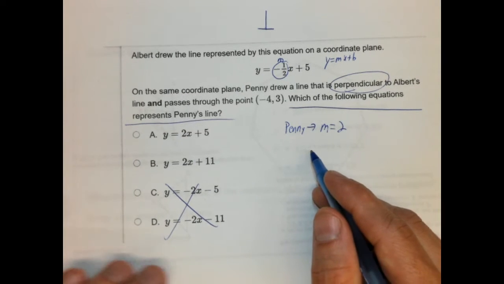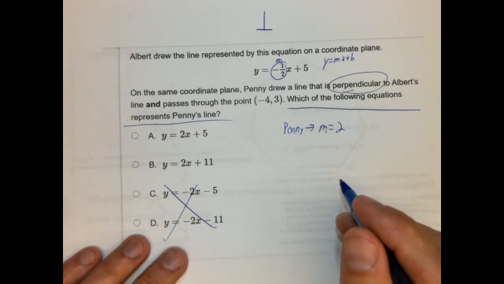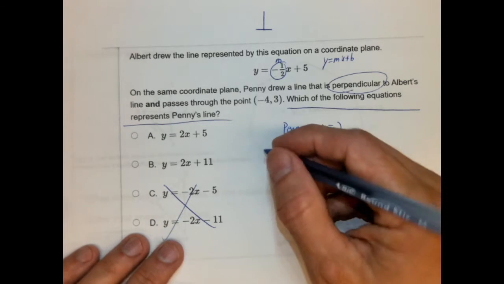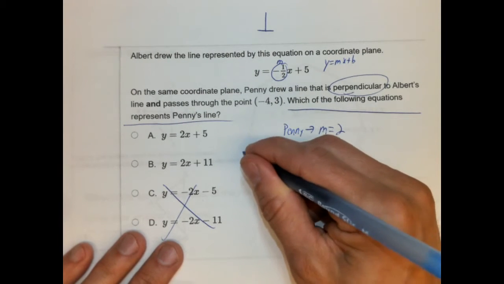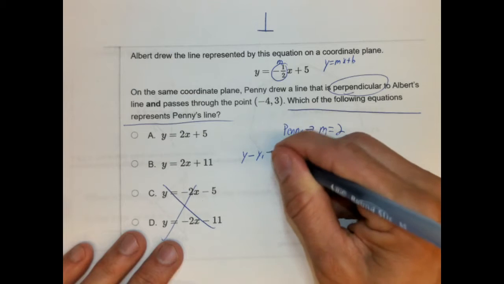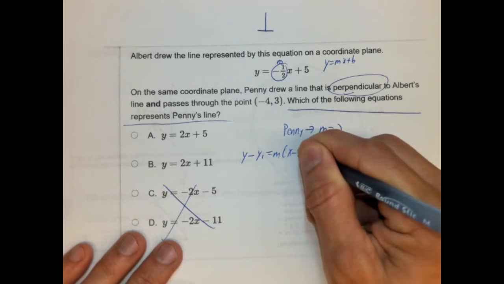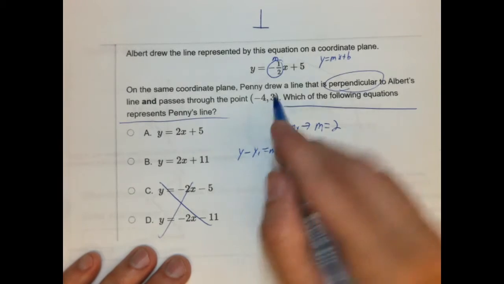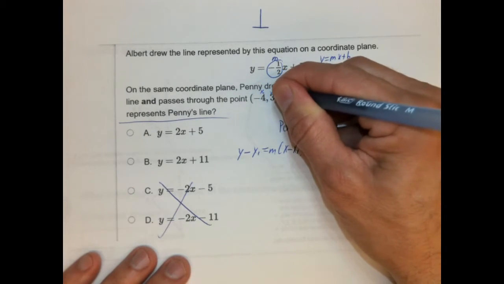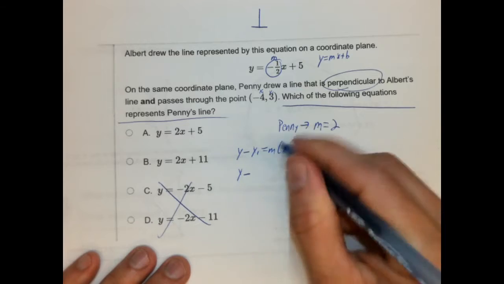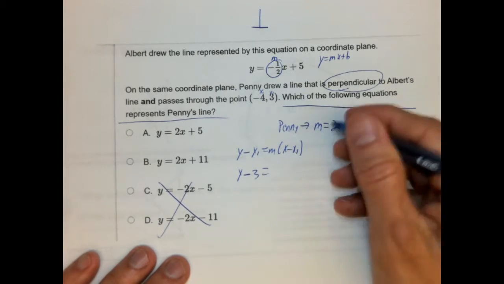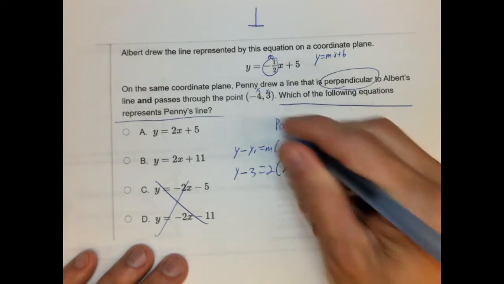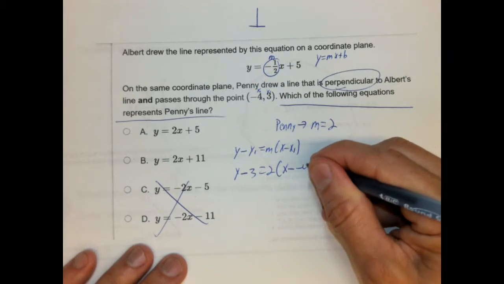The other way you could use is point slope form. So let's do the point slope form first. So point slope form is y minus y1 equals m parentheses x minus x1. Okay, and we're going to plug these in. So we have our point here. We have our x1 or y1. So y minus y1, which is 3, equals m, which is 2, x minus x1, so x minus negative 4.